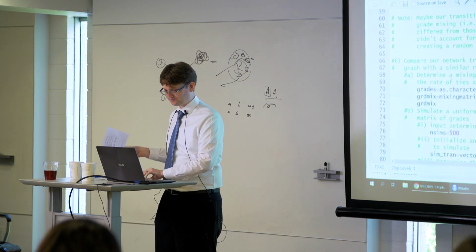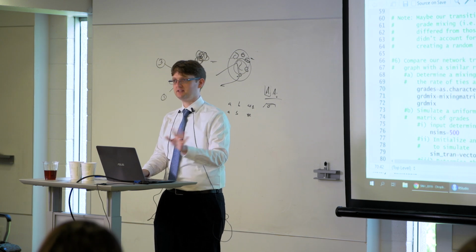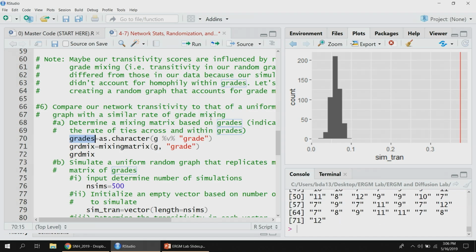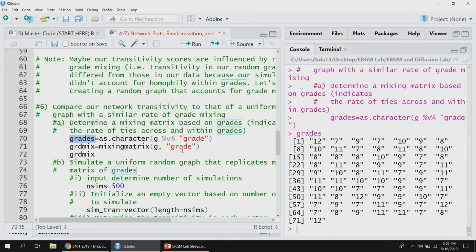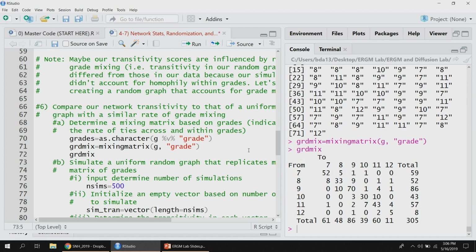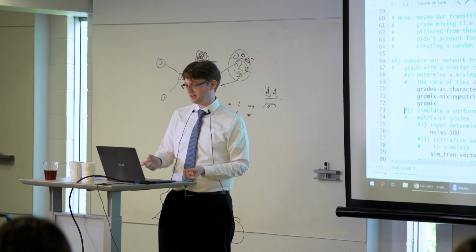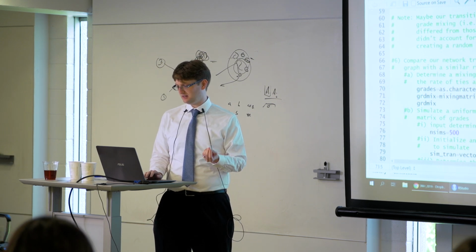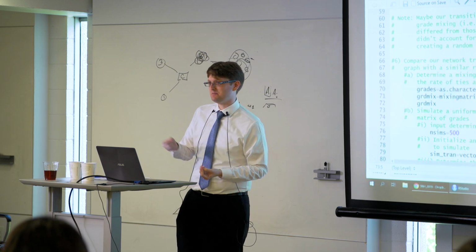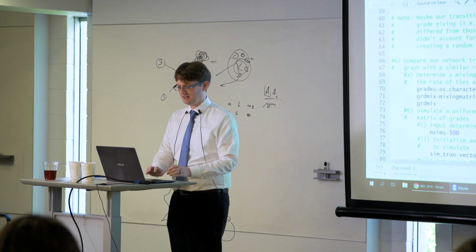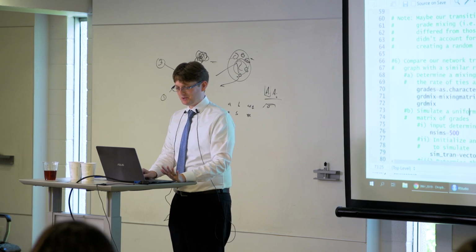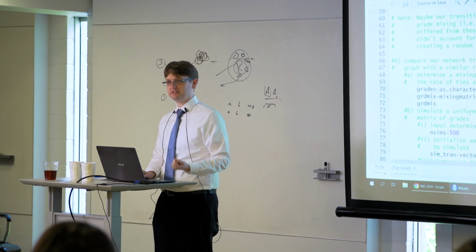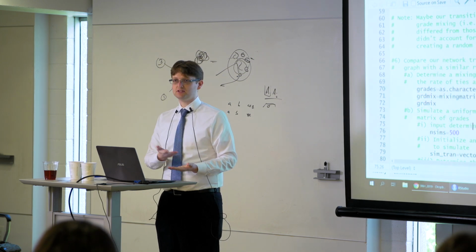We can do this by first creating a vector called grades. This is just all the grades of the people in our data set. And then we're going to create a mixing matrix. It's just a 2x2 table, showing all the friendship ties in your data set that are of the same grade or different grades. So 52 of the ties in our graph are made between people who are both in 7th grade, etc. The idea here is to simulate a more realistic random graph, because maybe this is inducing transitivity, right?